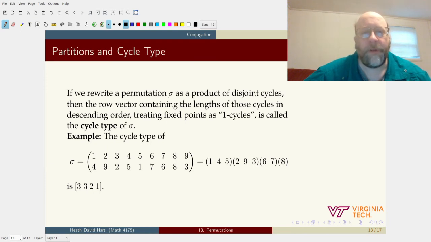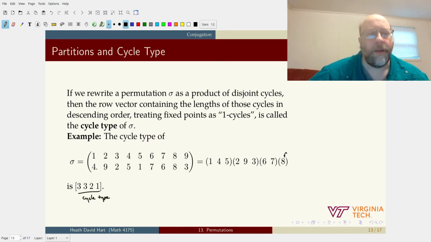If we write the permutation as a product of disjoint cycles, so we've done this example several times now, where 1 goes to 4, 4 goes to 5, then 2, 9, 3, and then 6, 7, and then this 8 is kind of optional here. We call this vector here the cycle type. Okay?